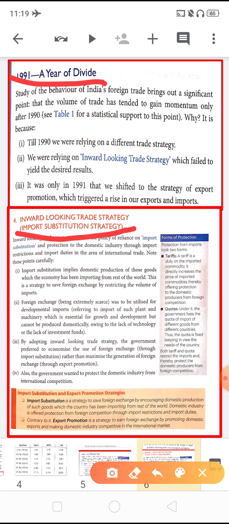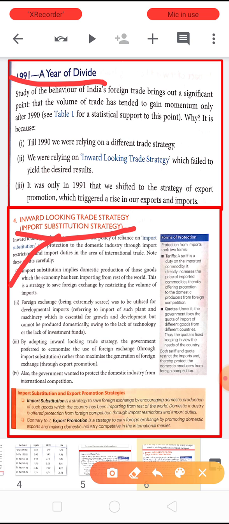Now the first says that children, import substitution implies the domestic production of those goods which the economy has been importing from the rest of the world. I mean, with the introduction of these import substitution policies, India started producing those goods and services which it was importing from the rest of the world.